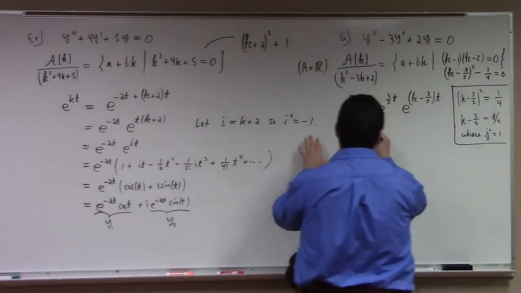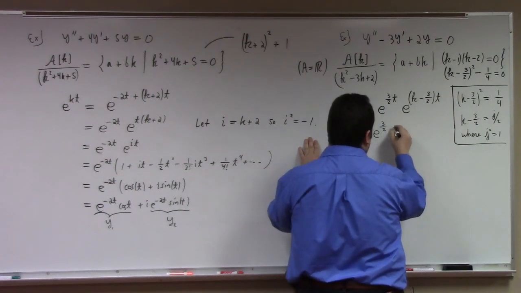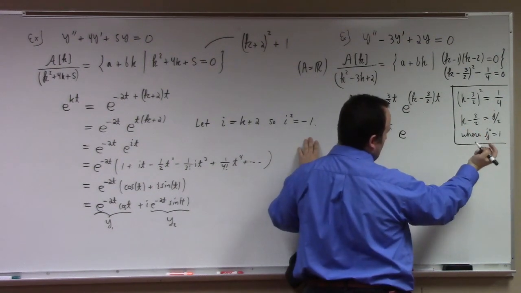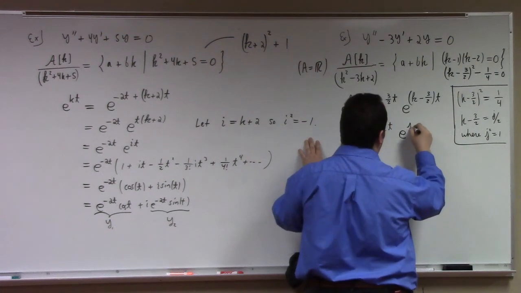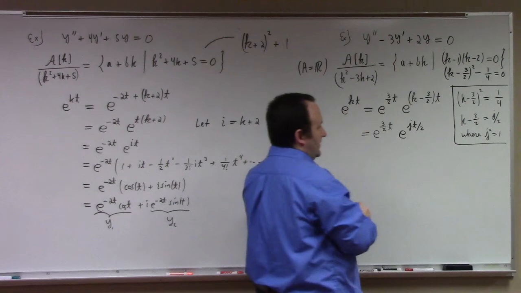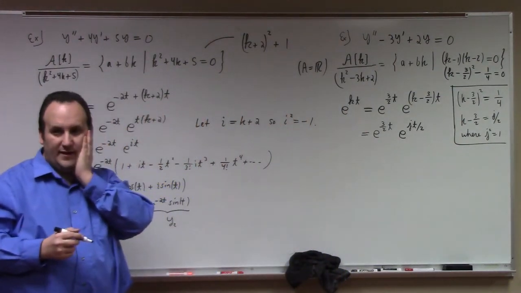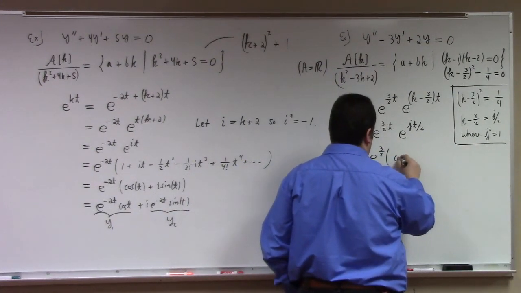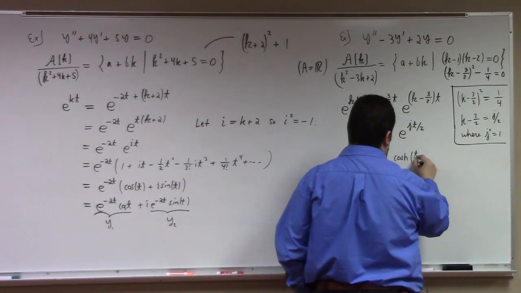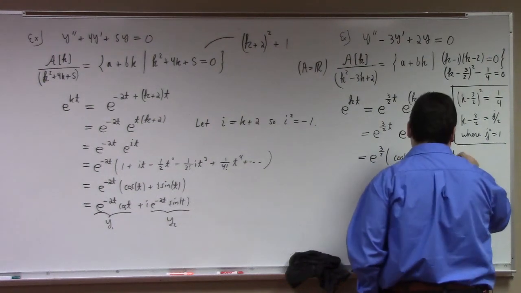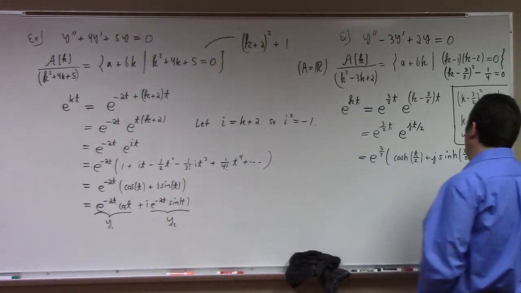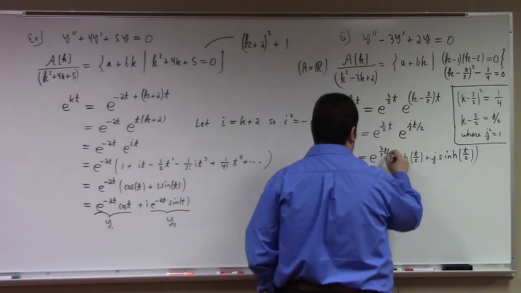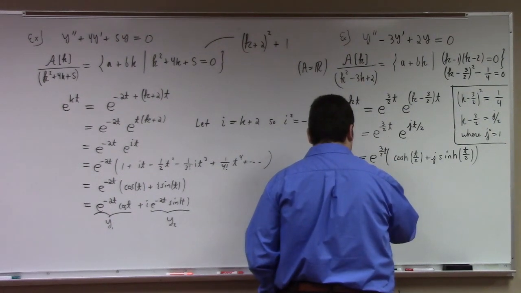So this is what? E to the jt over 2? Is that right? And then, by the usual hyperbolic song and dance, that's e to the 3/2 t times cosh of t over 2 plus j sinh of t over 2. And lo and behold, I get y1, which is e to the 3t over 2 cosh t over 2.